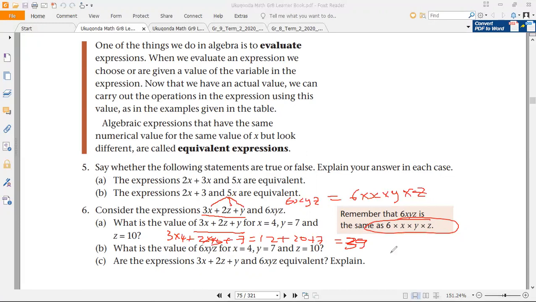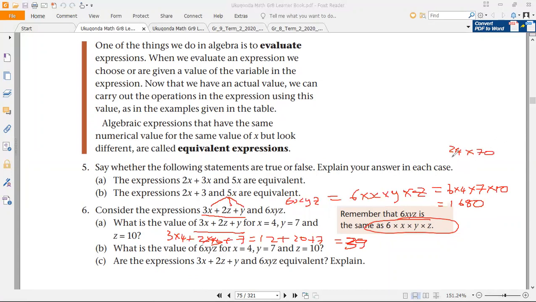Let us do this one here. This one is times, okay. So let's do this one. The same values. So I'm going to have 6 times 4 times 7 times 10. So let's quickly press that in the calculator. 6 times 4 is 24, times 7, times 10. That gives us 1,680. All right. So you could have thought of this as 6 times 4 is 24, times 70, something like that.